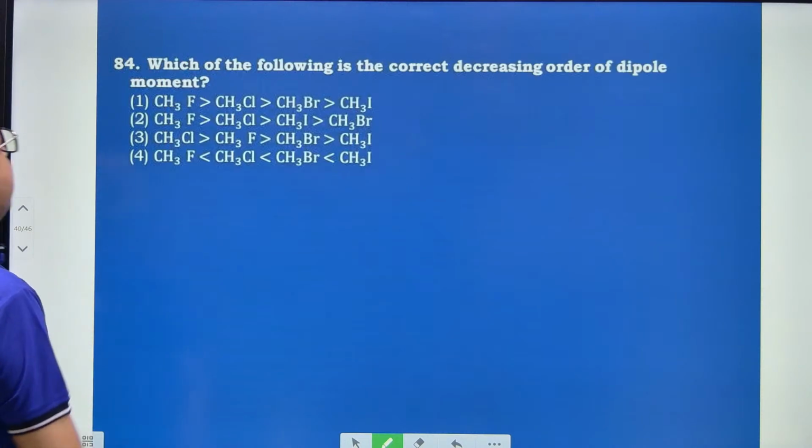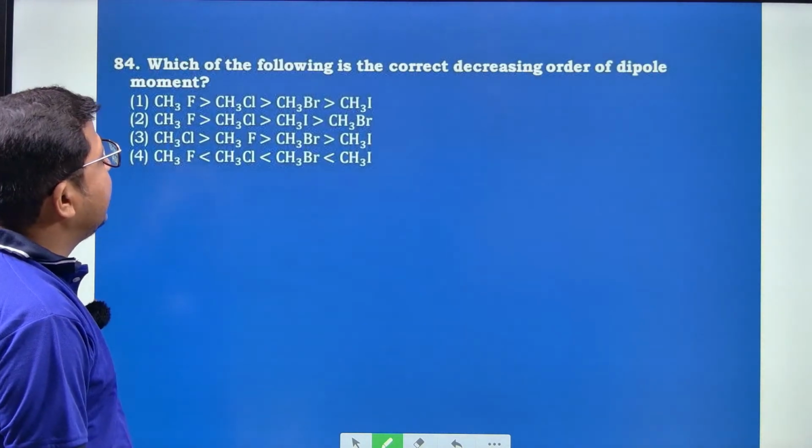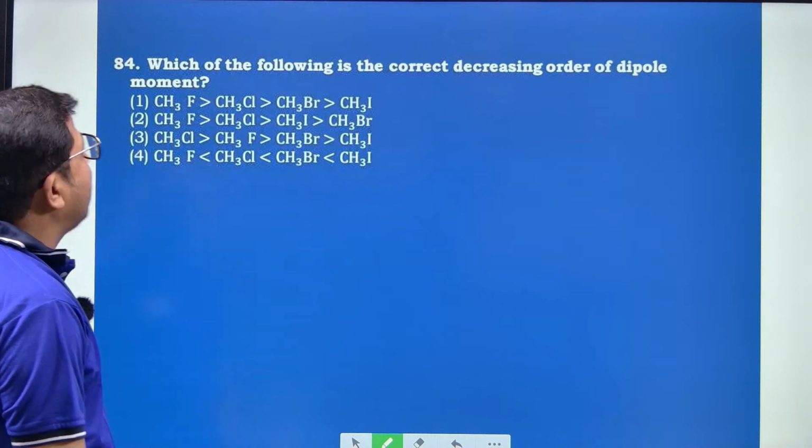And 84th, which of the following is the incorrect decreasing order of dipole moment?